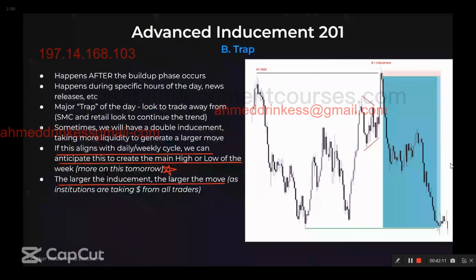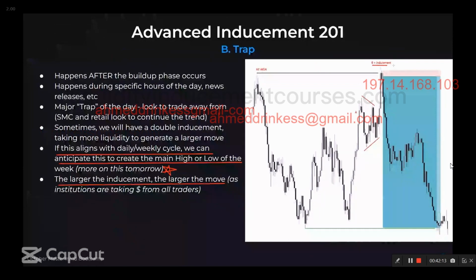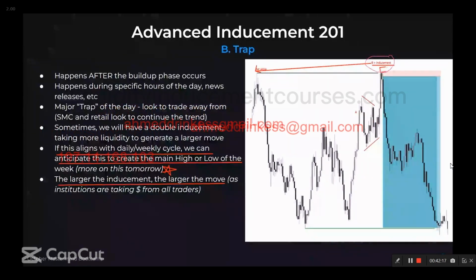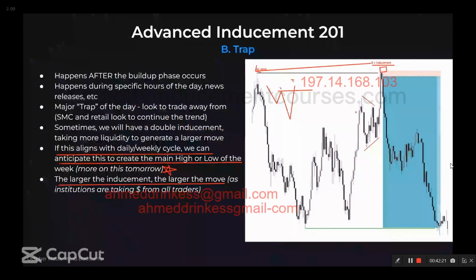Craig, does that make sense? Yeah, this is the inducement. The trap is what takes out the inducement. So the inducement is the point that is pending to be broken. The trap is what takes out the inducement because we trade away from the trap. So yeah, this inducement should go over here.